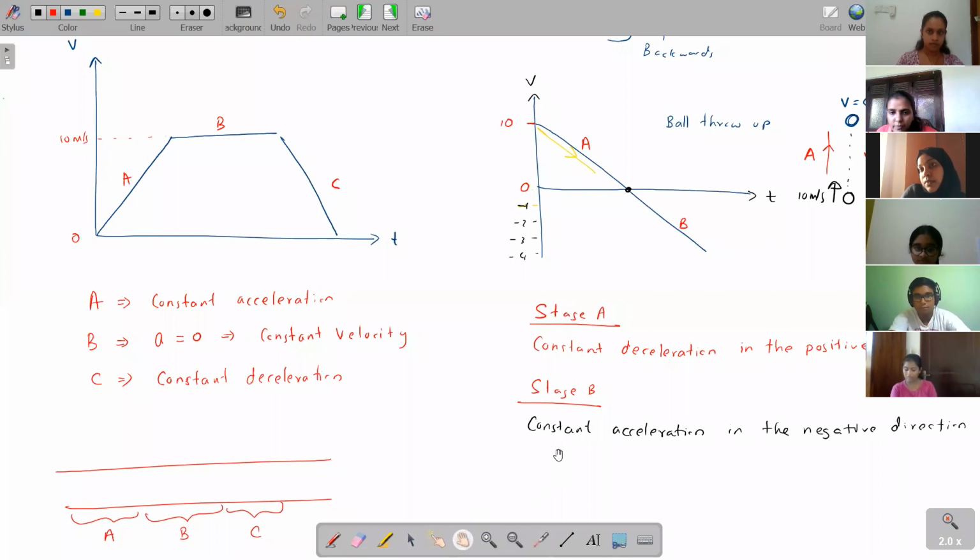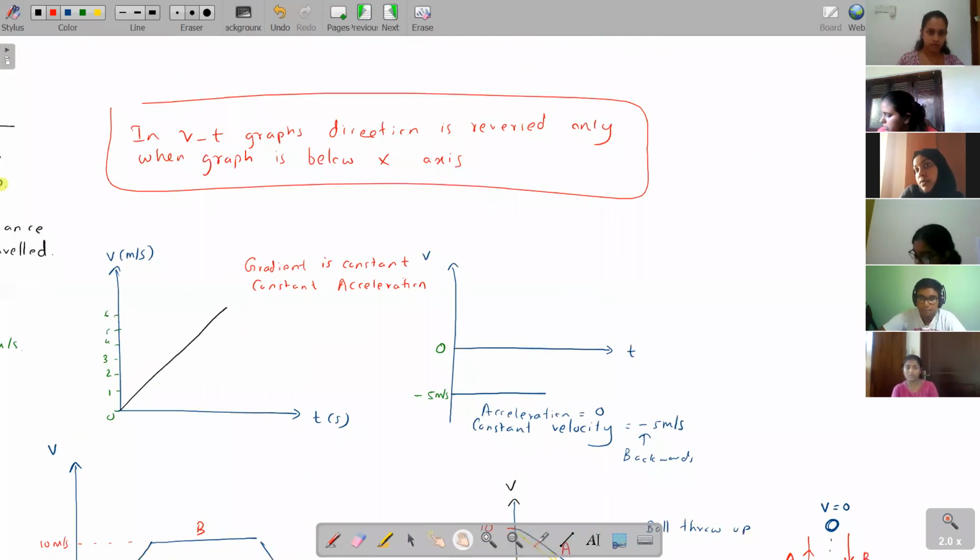You wrote something in red about VT graphs and the direction. Can you show it again? In the VT graph, teacher, what is that word? Direction. Not that, teacher, the next word. Direction is reversed only when the graph is below the x-axis. So you see a negative direction when you are below the x-axis.